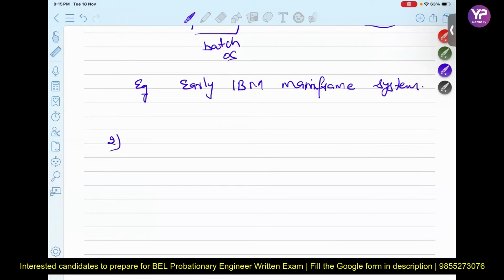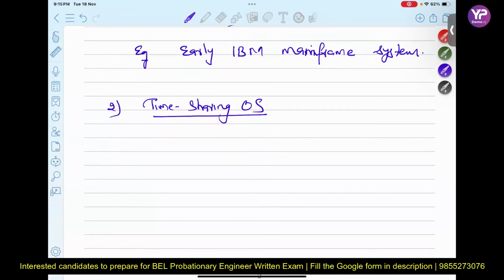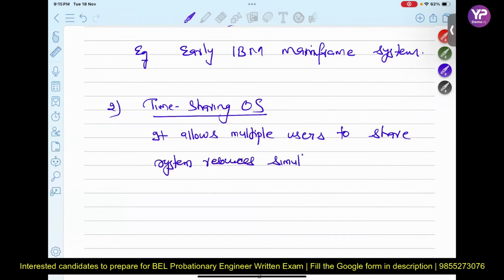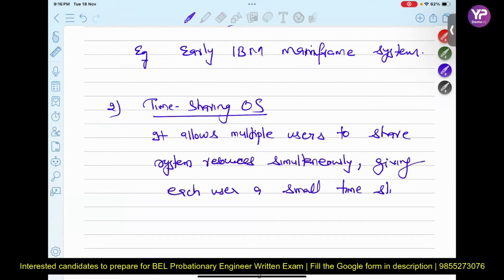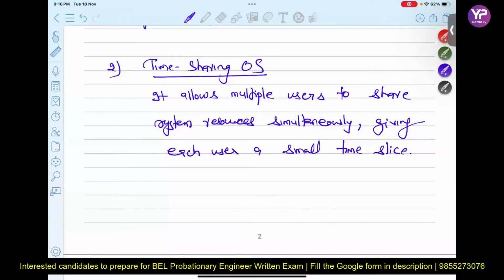That's why we move on to the next type of operating system, that is called time sharing operating system. In time sharing operating system, it allows multiple users to share the system's resources simultaneously within a time frame, giving each user, that is important, a small time slice. That is called time sharing operating system.